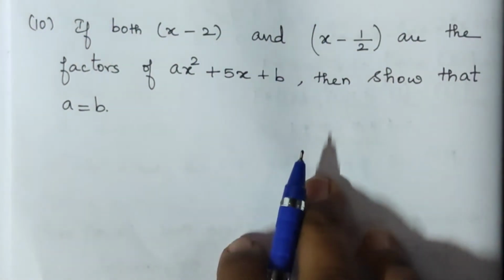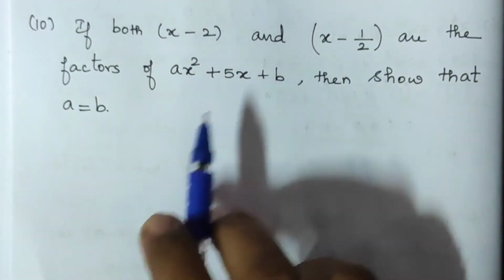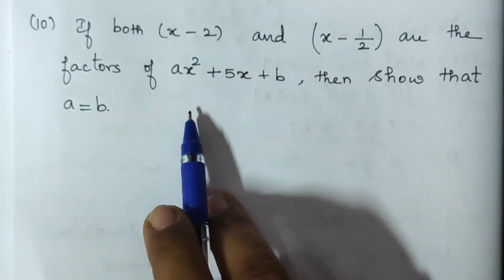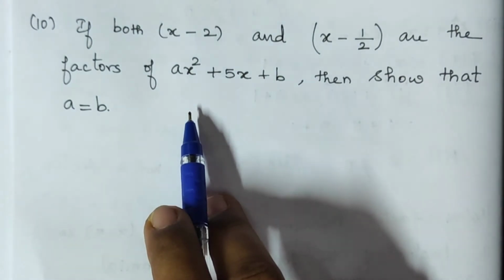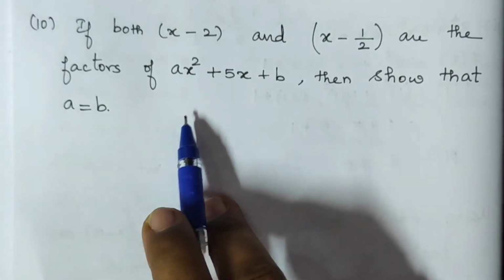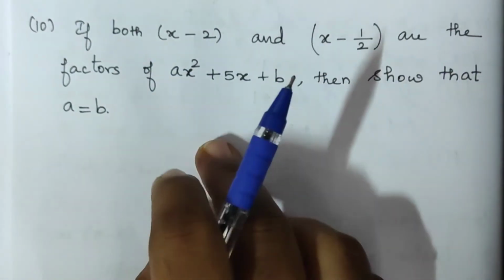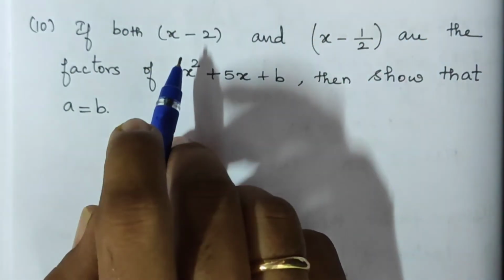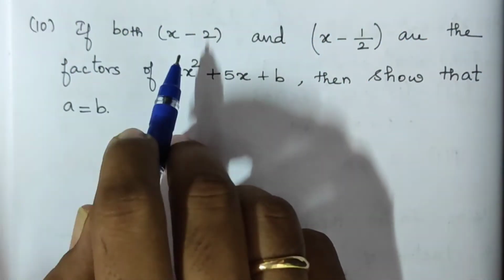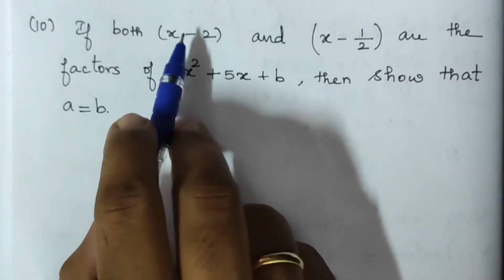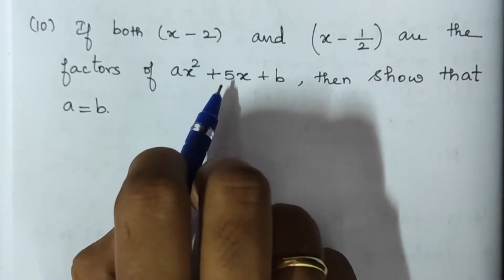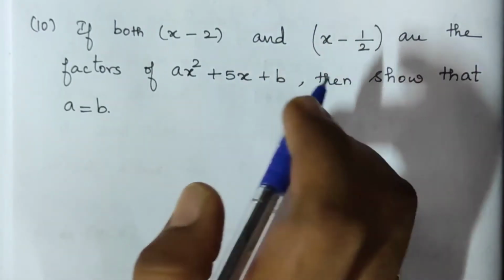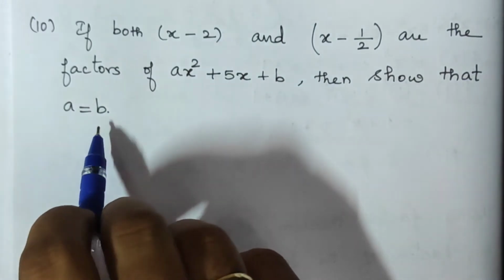Problem number 10. If both x minus 2 and x minus 1 by 2 are the factors of ax square plus 5x plus b, then show that a is equal to b. This is like problem number 6. Here in that problem, two polynomials were given and one factor. Here two factors are given and one polynomial. So you substitute x is equal to 2 in this polynomial and find one answer, and x is equal to 1 by 2 in the same polynomial, find the other answer, equate the two, and finally you have to show that a is equal to b.